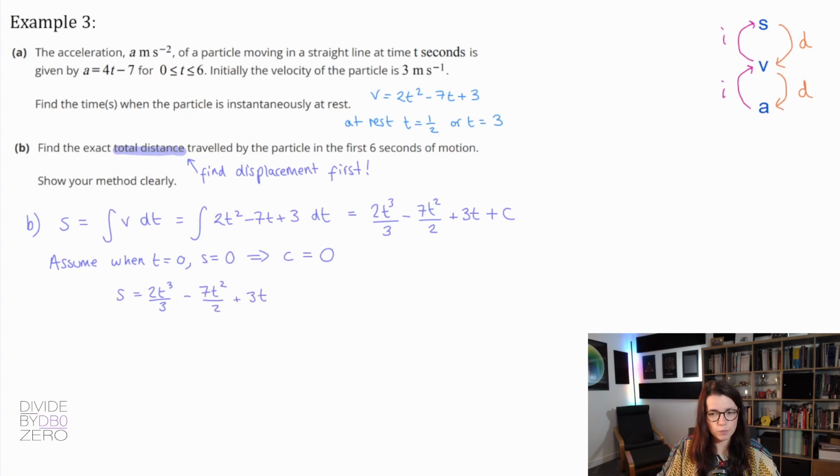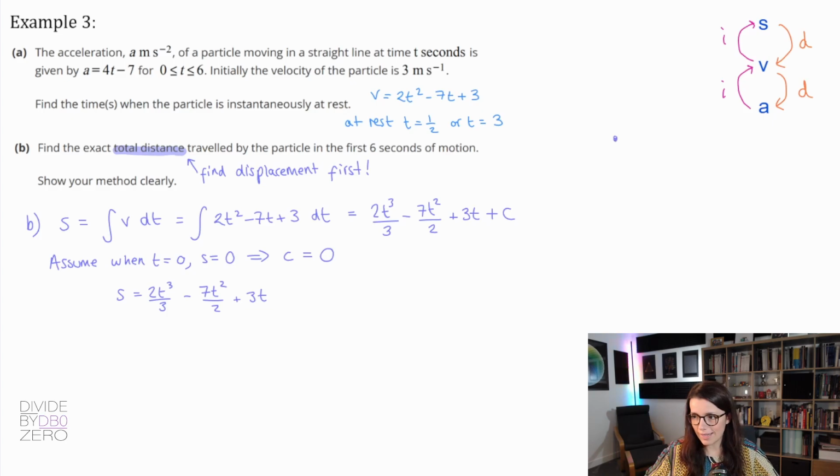Now, for this question, we do need to be careful about how the particle is moving. We know from part A that the particle was at rest when t was a half and t was 3 seconds. If the particle is moving in a straight line and it's at rest at any point, it might be because it's turning and changing direction. So if we're moving along and we stop, it might be because we've changed direction. So we need to be careful just in case this has happened. So what I like to do is draw myself a little diagram.